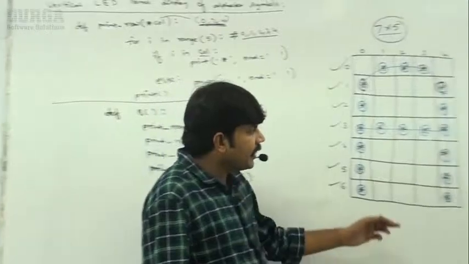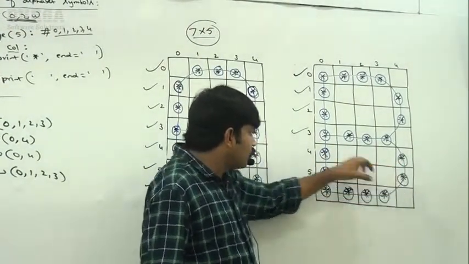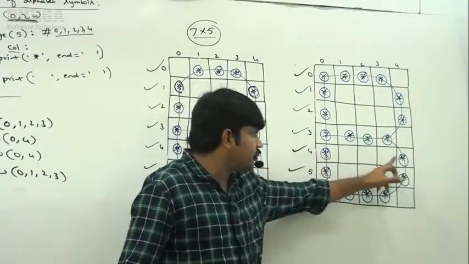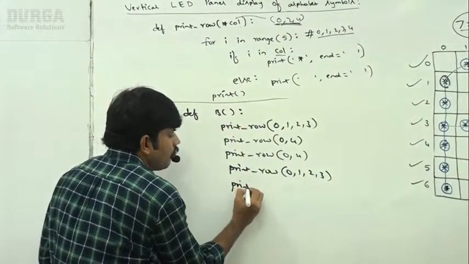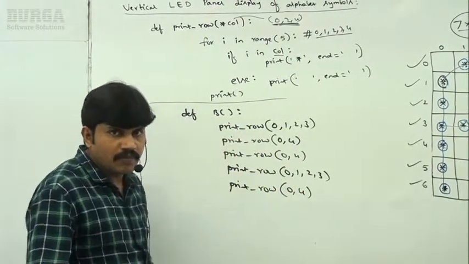Next again, next row 0 and 4th. Two rows are there with the 0 and 4th position. 0th position, 4th position, right? Now print row of 0, 4. Print row of 0, 4.